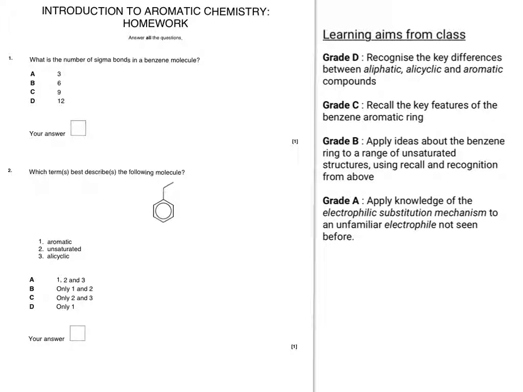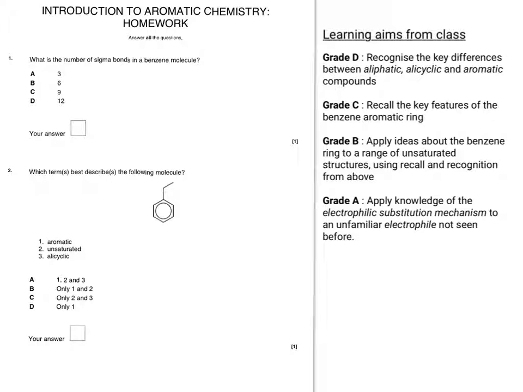So my intention was to connect this homework a bit to the learning aims from the class that we're talking about on the slides. These have been summarised on the right hand side of the screen, so you need to be thinking about recognising key differences between aliphatic, alicyclic and aromatic. Recognition is fairly low level, but it should be possible to recognise things with prompting. That moves on to recall, which comes from flashcard work, making sure you can recall the key features of the benzene aromatic ring.